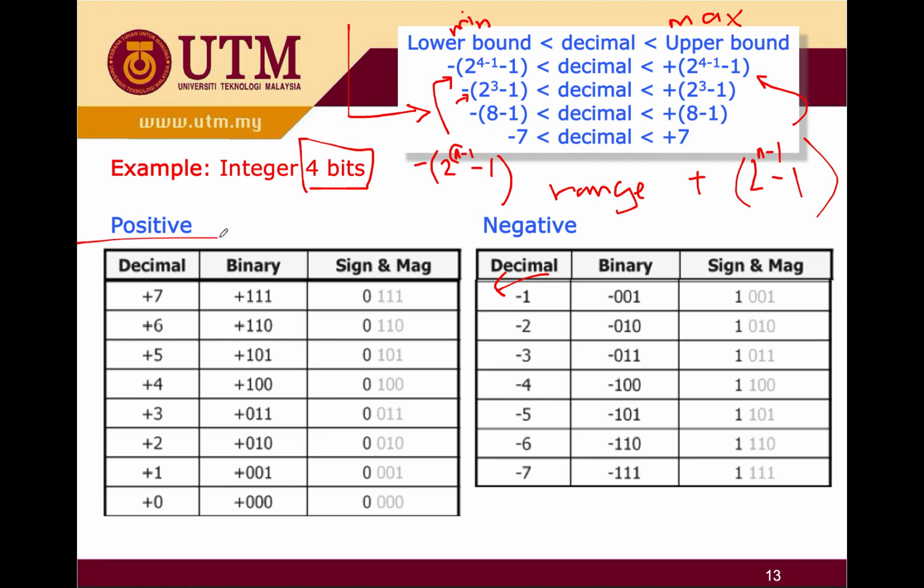This one is for the positive side, and this is the negative side. You can see you just add the value of 0 in front to be positive. You just change it, the positive to 0, and over here negative, you change it into 1.